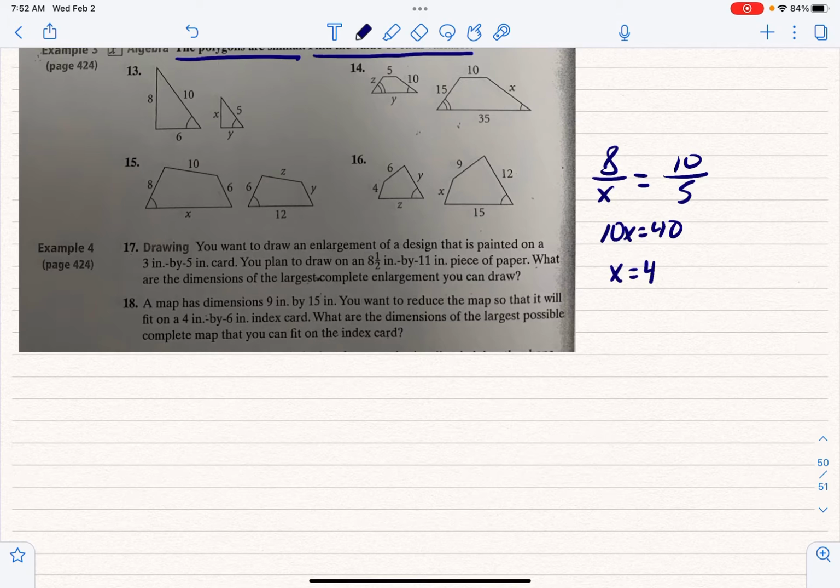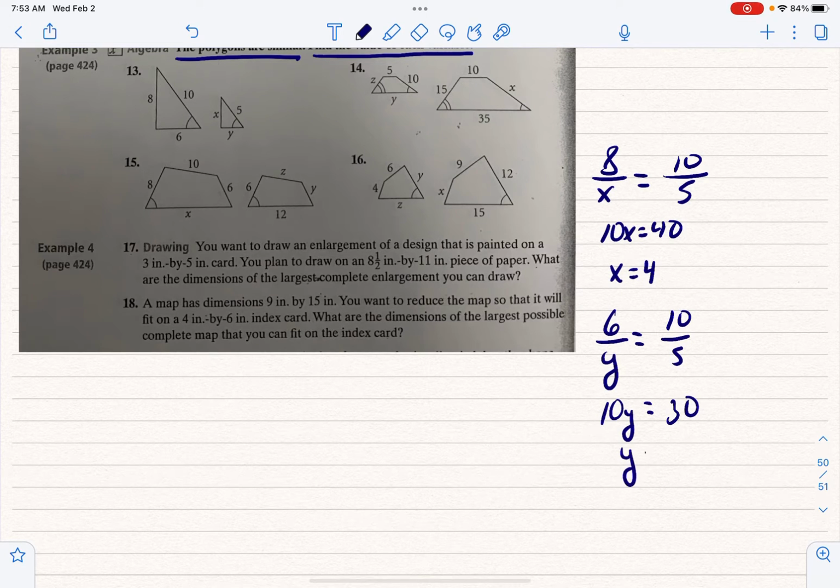Oh, I'm sorry, I had more in number 13. I didn't solve for y. So I could say 6 is to y in the same way that 10 is to 5. Again, cross multiply and solve, and I get that 10y is equal to 30, so therefore y is equal to 3. So x is equal to 4 and y is equal to 3. Number 14, let's see here.